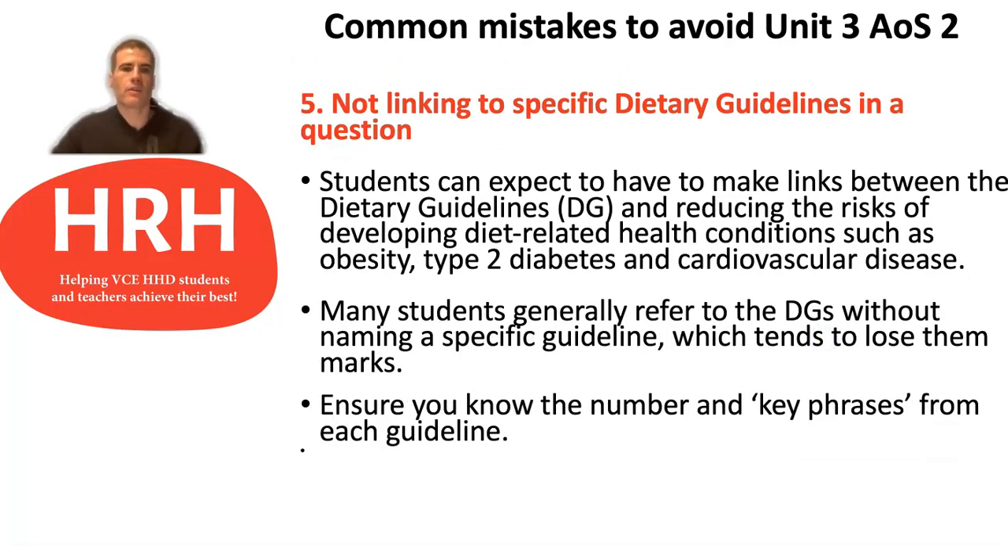Now, the next common mistake to avoid is related to the dietary guidelines. Students often don't link to specific dietary guidelines when it's asked for in a question. You can expect to have to make links between these dietary guidelines, and remember there are 5 of them, and how they could reduce the risks of developing diet-related health conditions such as obesity, type 2 diabetes, or cardiovascular disease. Once again, students often just generally refer to the dietary guidelines without making specific links to specific guidelines. And so you need to make sure that you know key phrases, or essentially what those guidelines are.